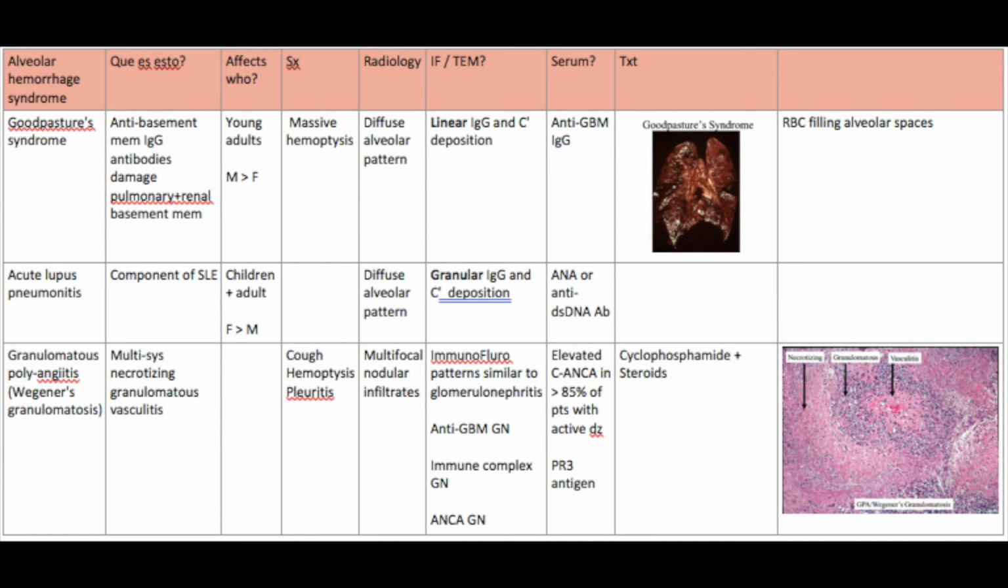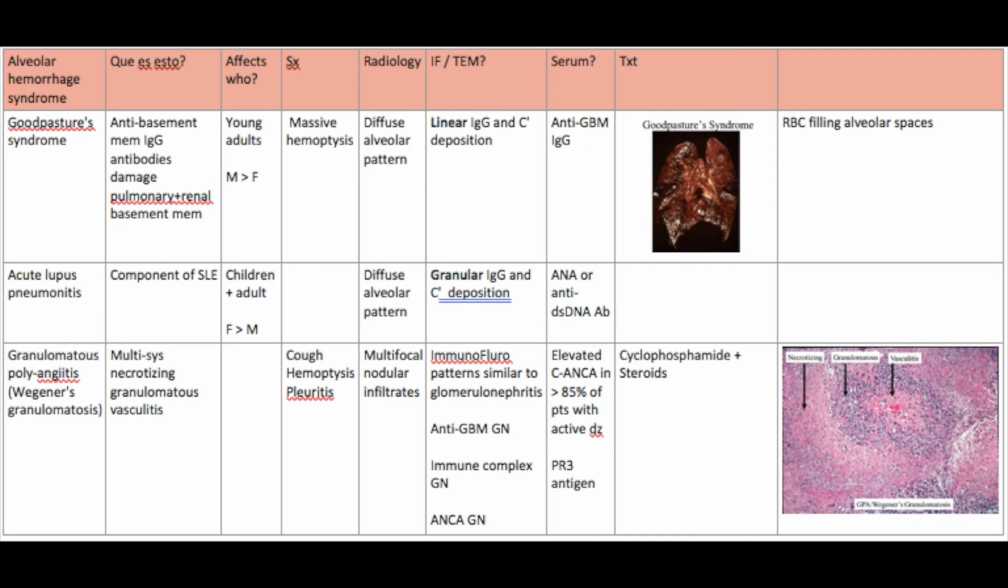Immunofluorescence pattern for Goodpasture syndrome is going to be linear because it's most likely just going to affect the pulmonary and the renal basement membrane with its anti-basement membrane IgG antibodies. And in acute lupus pneumonitis, we're going to see mostly granular because it's systematic, and it's going to affect a lot of organ systems, and you're going to see a granular IgG and complement deposition in that case. And acute lupus pneumonitis is also systemic, so I'm automatically going to think anti-double-stranded DNA, and DNA and ANA kind of go together, so I just think anti-nuclear antibody and anti-double-stranded DNA antibodies in serum.